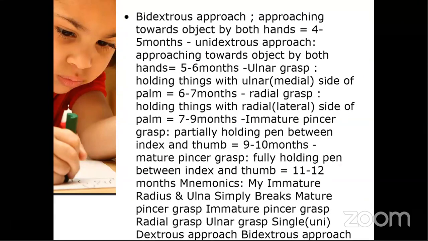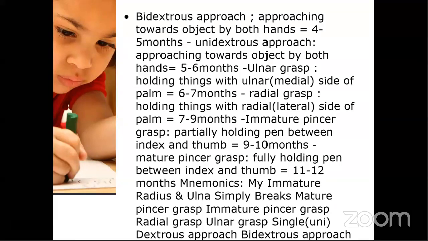bidextrous approach, approaching the object by both hands. That will be seen at 4 to 5 months. Unidextrous approach, approaching the object by one hand, at 5 to 6 months. Ulnar grasp, holding things on the ulnar medial side, I'll show the picture of that, the side of the palm, at 6 to 7 months. Radial grasp, holding things on the radial side of the palm, that you can see at 7 to 9 months.